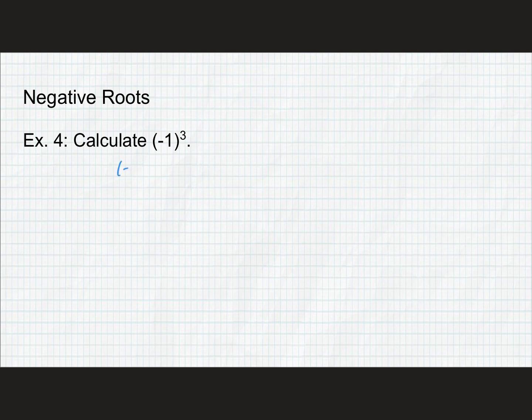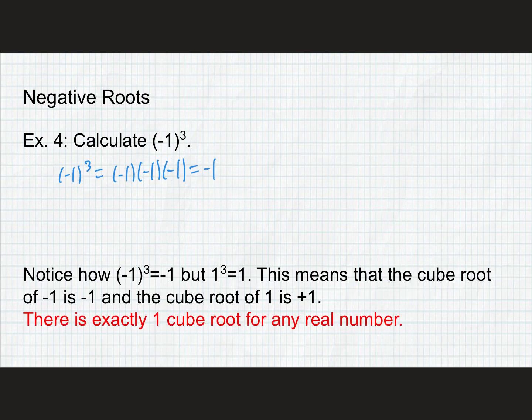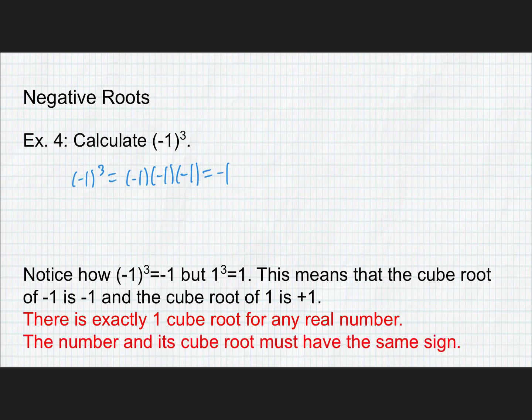Next up, let's go ahead and try calculating the cube of a negative number. In this case, -1. So -1 cubed is -1 times -1 times -1, or a -1. But hold up, what is the cube of +1? Well, +1 cubed is 1 times 1 times 1, or a +1. This means that the cube root of -1 is -1, and the cube root of +1 is +1. This is very different from when we found a square root. So, just as a quick summary, there is exactly one cube root for any real number. Any number and its cube root must have the same sign.